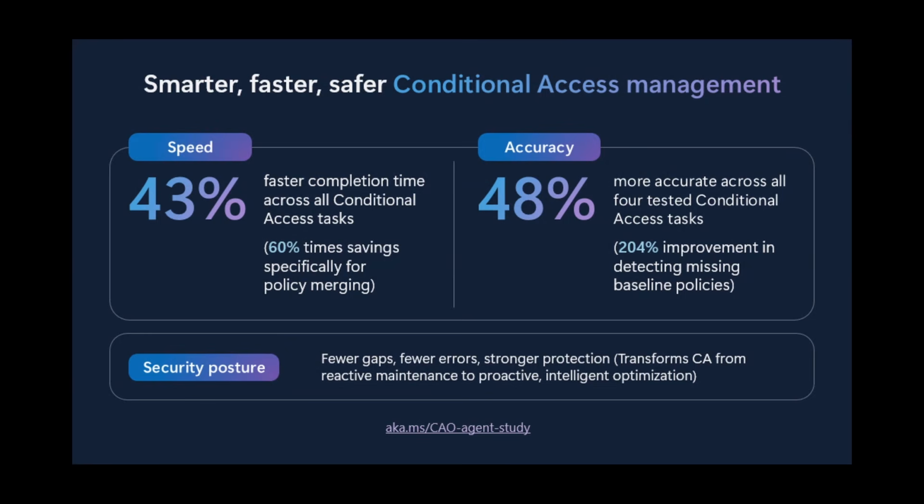So you can see here across all of the tasks, they were 43% faster and 48% more accurate. Specifically, when it came to merging those policies, finding similar policies and consolidating, 60% faster. And then this one is huge. It's simply identifying a missing policy. They were 204% more accurate with the agent.